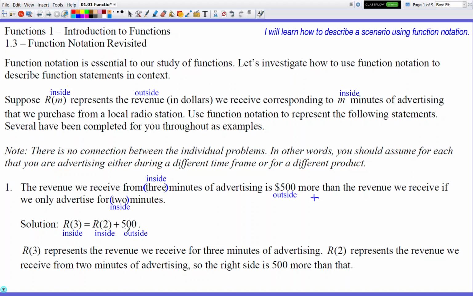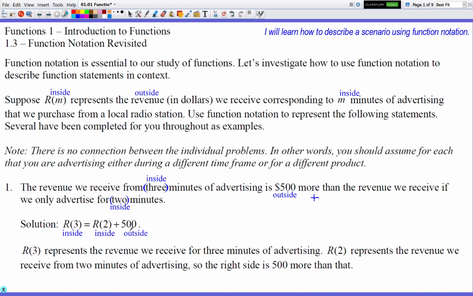Because remember I said the only things that go in the parentheses are things that affect minutes. Anything that affects dollar amounts, or money we made, or revenue, goes outside the parentheses. So that's why we put the plus 500 outside the parentheses, because it affects money or revenue. Okay? All right, so that's how they got these numbers in these particular spots.